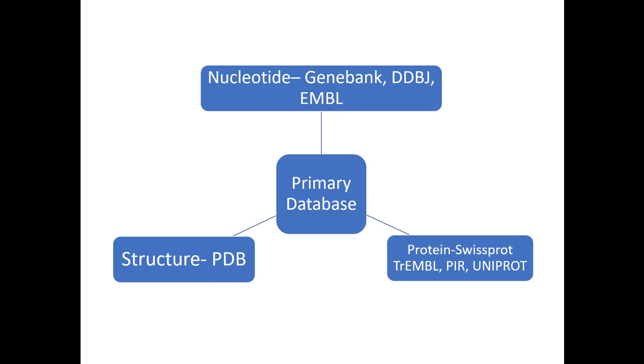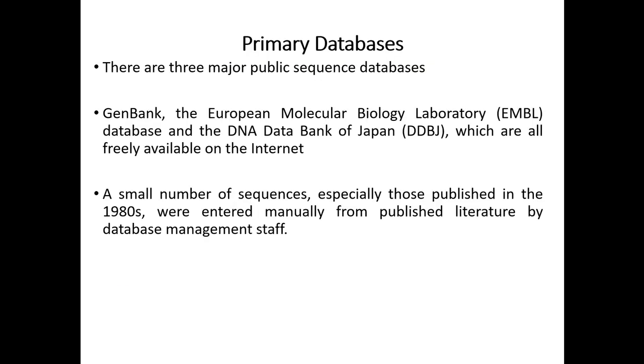So these are examples of primary databases. Remember the features of a primary database: it accepts sequence entries or structure entries from the entire research community. It contains raw sequence or raw structure data, and they are highly redundant. These are the features of a primary database.